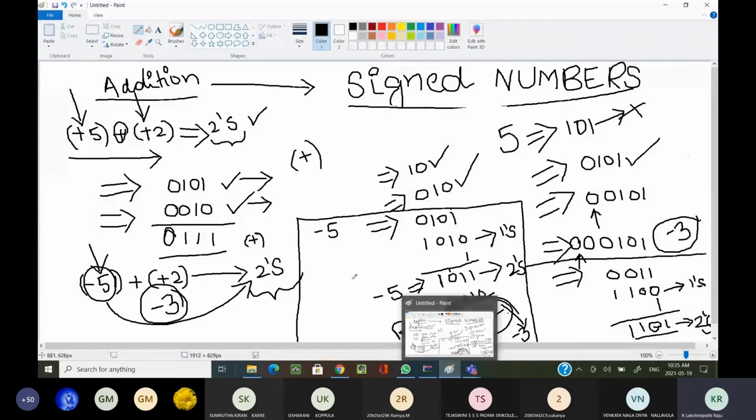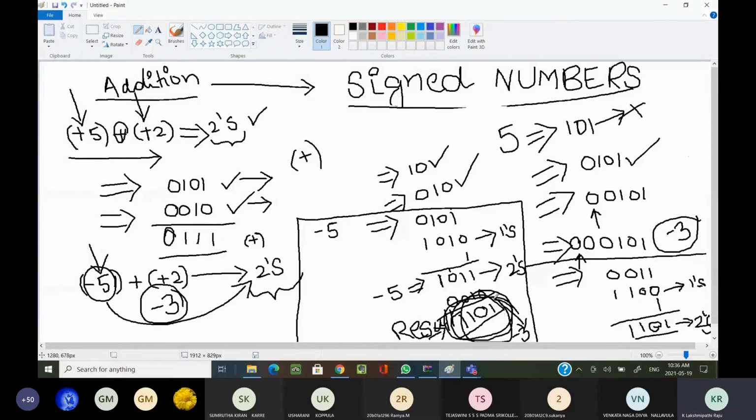Hope everyone has understood now? Yes, sir. This is not minus 5. This is minus 3 in 2's complement representation. Hope now you understood. Everyone understood? Yes, sir.